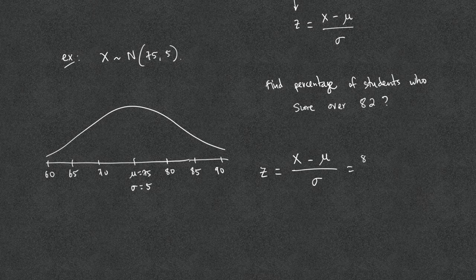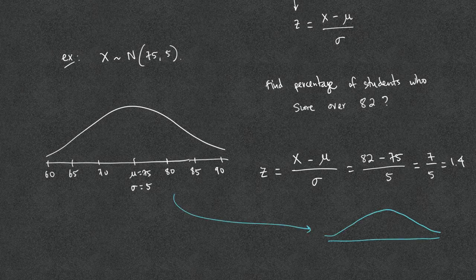X is 82, mu is 75, sigma is 5. 82 minus 75 is 7. 7 over 5 is 1.4. What we just did is that we standardized this into a standard normal distribution where the mean is 0 and the standard deviation is 1.